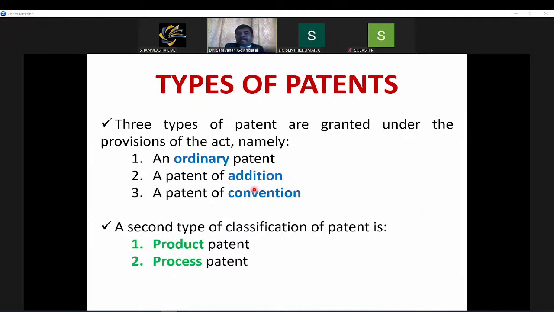And generally there are different types of patents, but mostly these three are commonly called types of patents: ordinary patent, addition patent, or convention patents. And whether you are going for a product or a process, based on that we can also say whether it is a product patent or a process patent. In all these cases, we can ordinarily file a patent, or additionally file a patent, or conventionally file a patent.